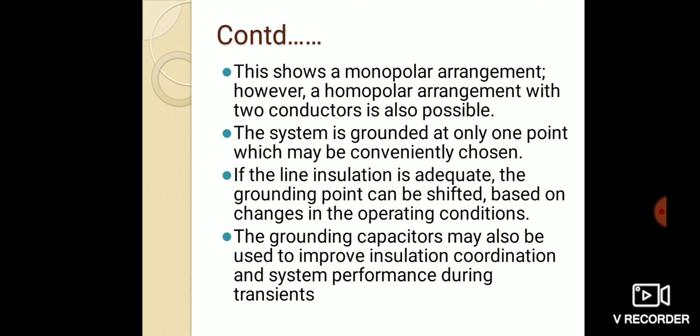This shows a monopolar arrangement. However, a homopolar arrangement with two conductors is also possible. The system is grounded at only one point, which may be conveniently chosen. When the insulation is adequate, the grounding point can be shifted based on changing operating conditions. Grounding capacitors may also be used to improve insulation coordination and system performance during transients.